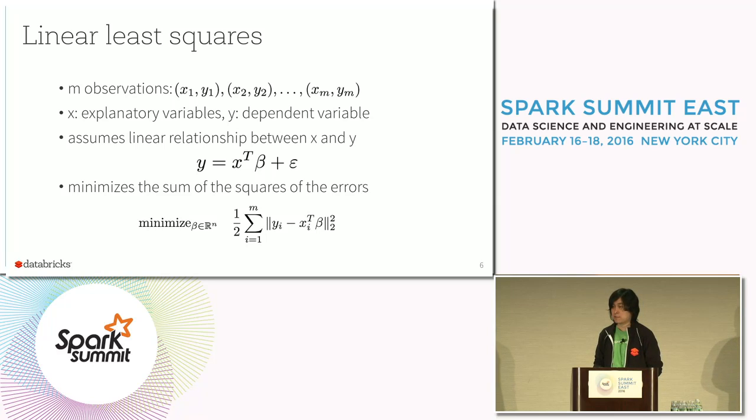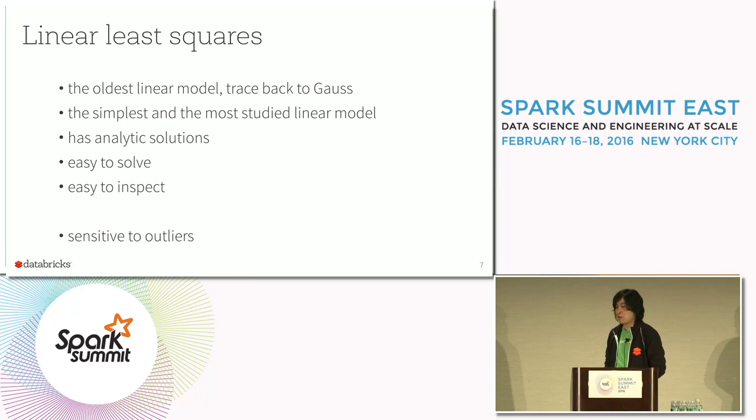Here, we just use the simplest approach. Just take the sum of squares of the errors. And that's the formulation given at the bottom. I believe that everyone has seen this formulation. And this is perhaps the oldest linear model out there. You can trace it back to the great mathematician Gauss. And it's also the simplest and most studied linear model. And the best thing about it is it has an analytic solution. And it's very easy to solve. I mean, relatively easy if you compare it with the models we're going to talk about later.